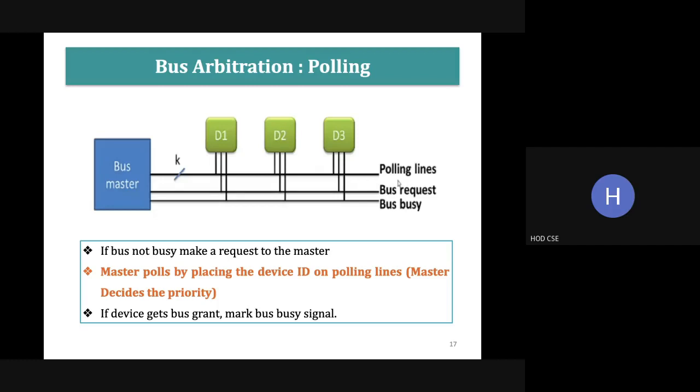Okay. So the steps for this polling are the same steps as daisy chaining. If the bus is not busy, make a request to the master and then the master polls by placing the device ID on the polling lines. Okay. Then here also the master decides the priority. And if the device gets a bus grant, then we have to mark the bus busy signal. Okay, hope you understood this polling method also.